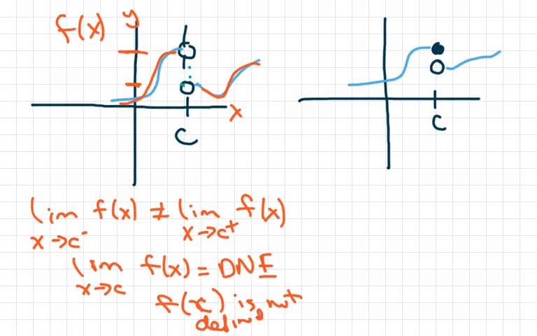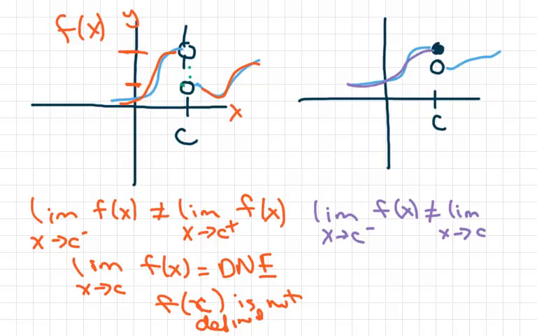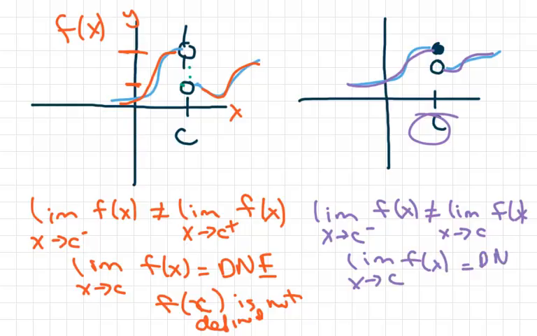And what do you think about this one? Yes, you're right. The limit as x approaches c from the left does not equal the limit as x approaches c from the right of f of x. Therefore, the limit as x approaches c in general does not exist. But f of c is defined.